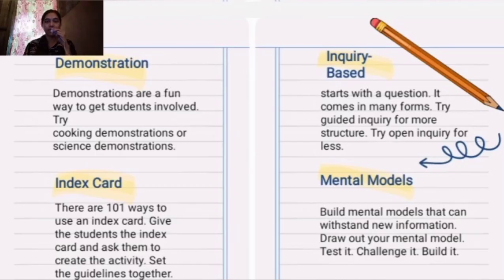The last one is mental models. Build mental models that can withstand new information. Draw out your mental model, test it, challenge it, build it. These are any organized pattern consisting of both structure and process that helps a student comprehend content knowledge or solve problems relative to the principle being taught.